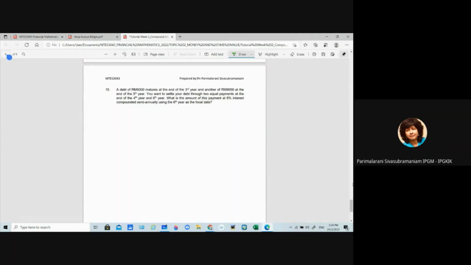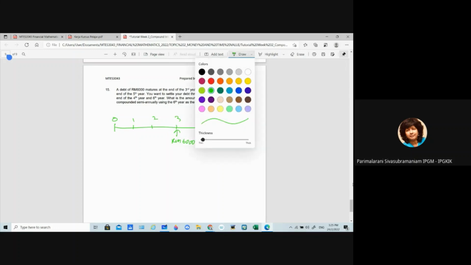Last question. A debt of 6,000 matures at the end of the third year, and another of 9,000 at the end of the fifth year. So we know this is 0, 1, 2, 3, 4, 5, 6. Let's take 6 years here. At the end of the third year you must pay 6,000, and at the end of the fifth year, another 9,000. You want to settle your debt through 2 equal payments.